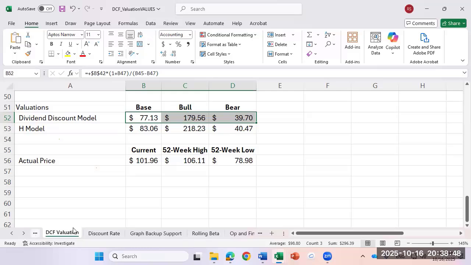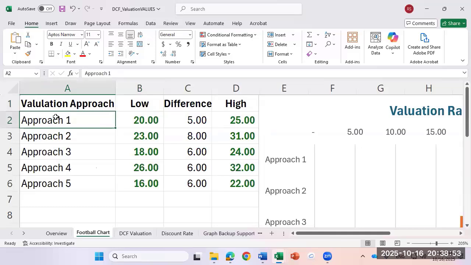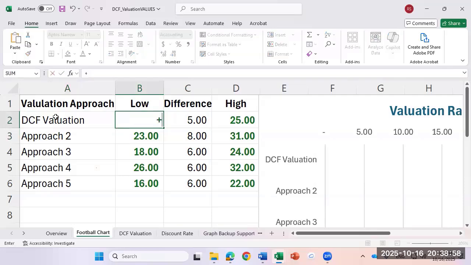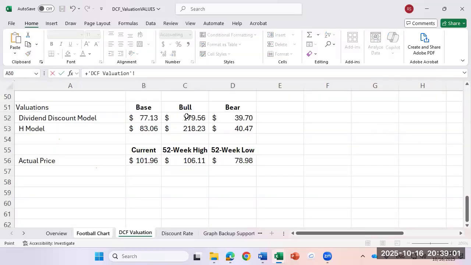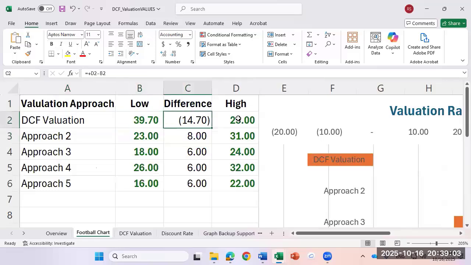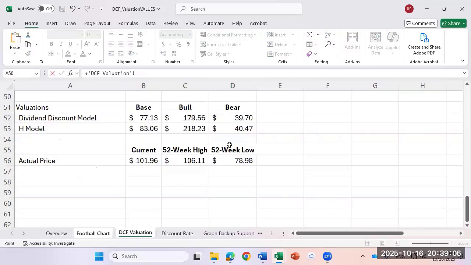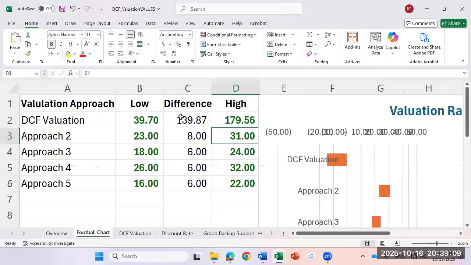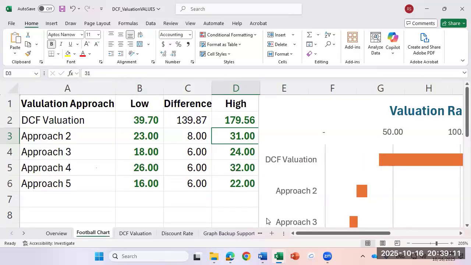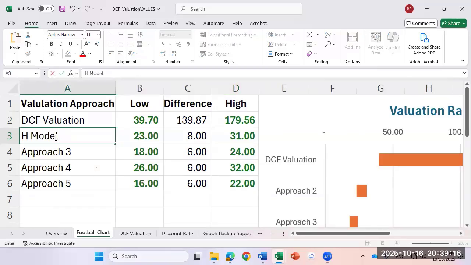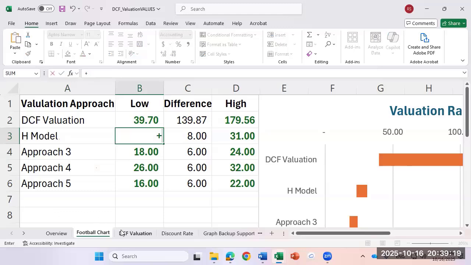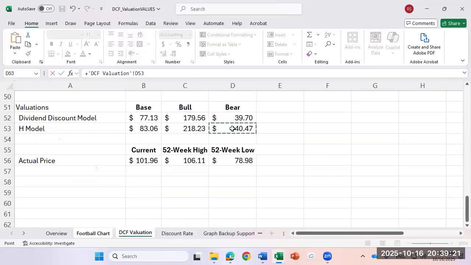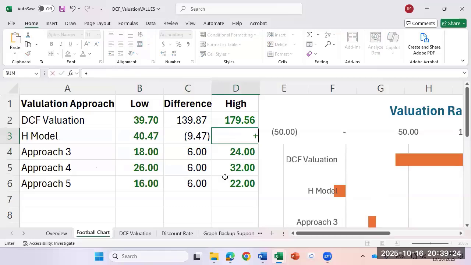So when we get into the football chart, essentially what you're going to do, if we do a DCF, is put your low value in here. Put your high value in here. And it will build, we'll start building your model. I'm going to do the H model. Put my low value in here. My high value in here.